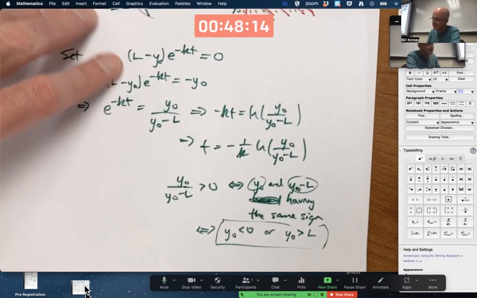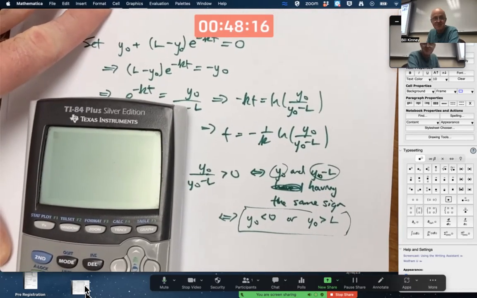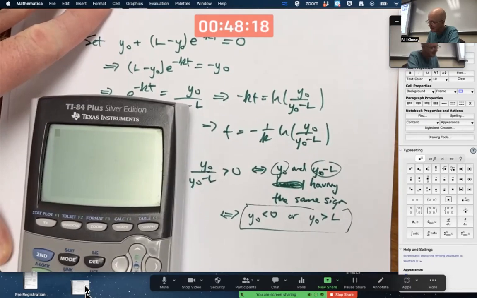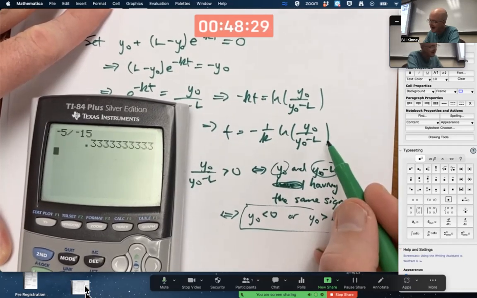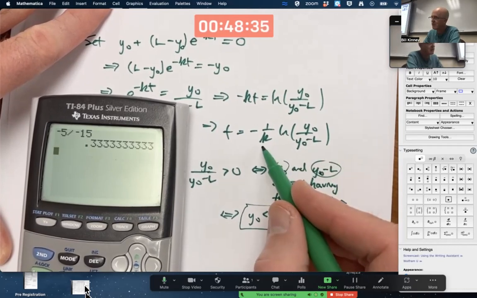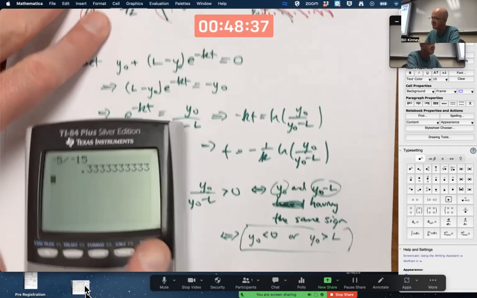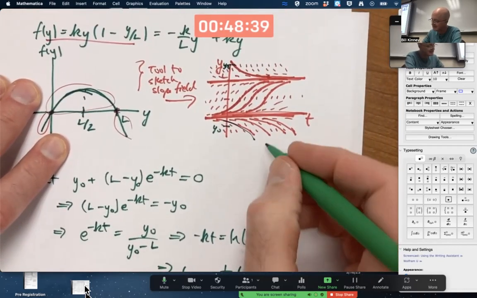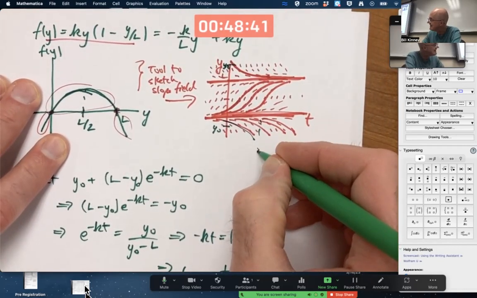Let's just try an example. Like if y0 is, just to make something up here, -5 and L is -10, this fraction is going to be positive 1/3, and the logarithm of it is going to be negative. Multiply it by -1 over k, you get a positive number. When y0 is negative, your vertical asymptote is at a positive value of t.